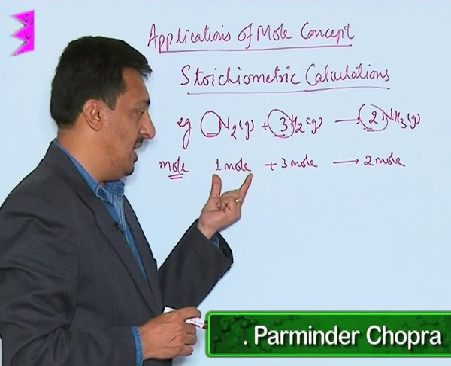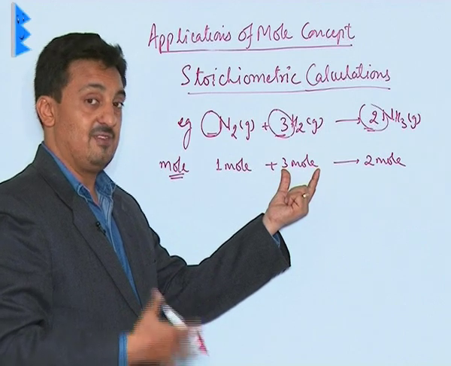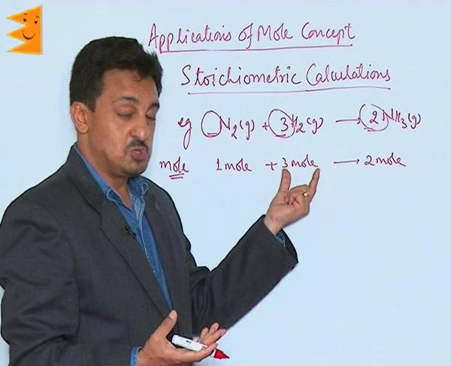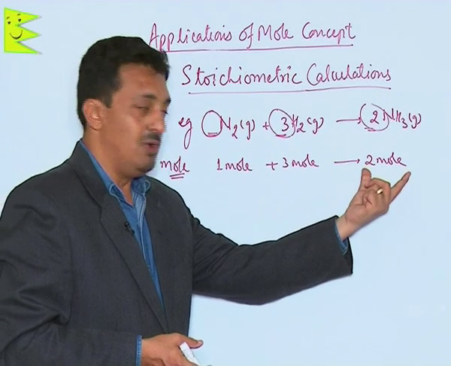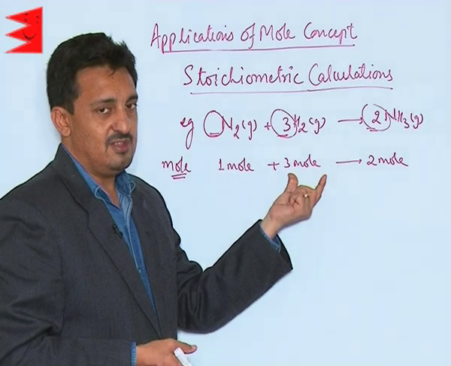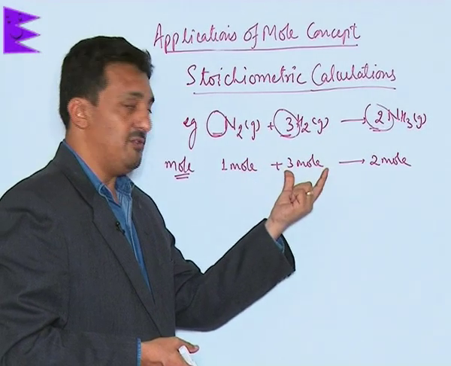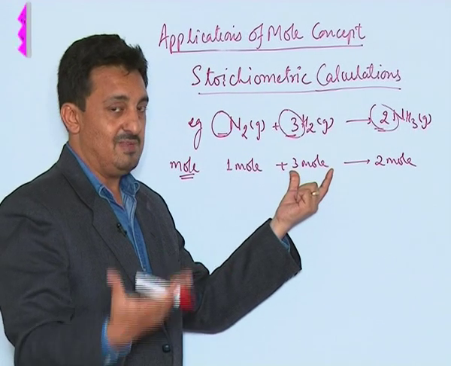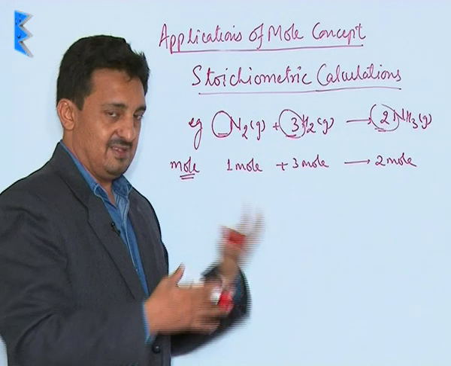So once we know that 1 mole of nitrogen will react with 3 moles of hydrogen in order to make the reaction complete, how many moles of ammonia is it going to give us? 2 moles of ammonia. Or for 2 moles of ammonia, how much hydrogen is required? 3 moles. How much nitrogen is required? 1 mole. Or for 3 moles of hydrogen, in order to have a complete reaction, how many moles of nitrogen are required? 1 mole. So like this.